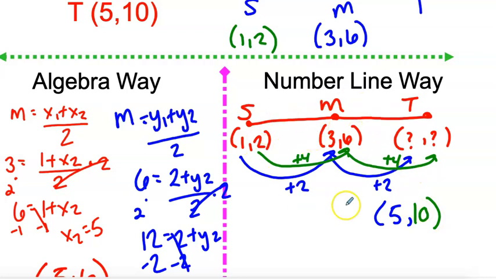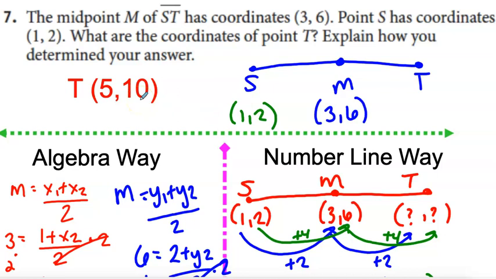Okay? So this way might work if it's all positive numbers. It may get a little bit trickier with negative numbers. And then again, the algebra way will always work. Okay, so that's how you find another endpoint if you already know the midpoint.